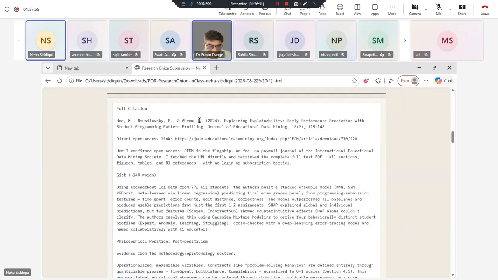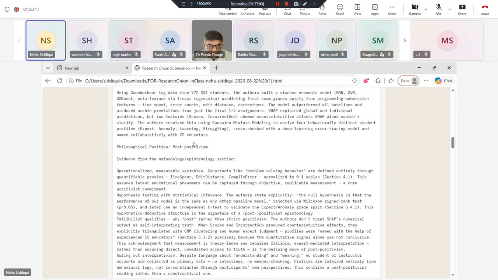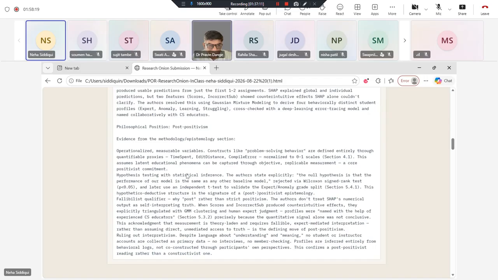It found one article and it gave me a direct link to the article, where I could go and download it and check or explore how well it relates to my own research. And it also gave me the summary here, the methods and summary about it.